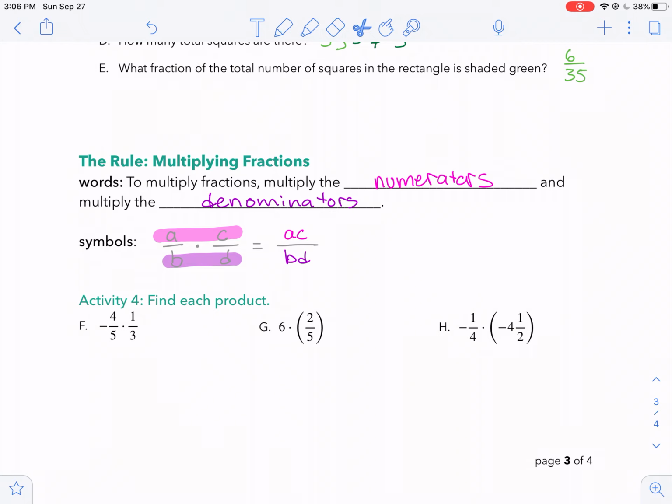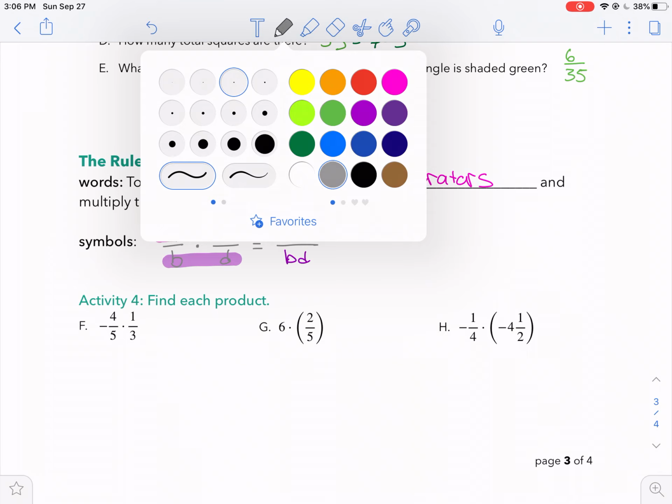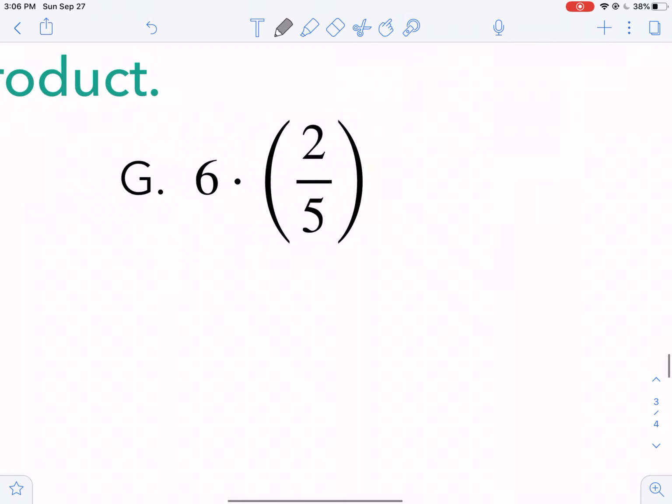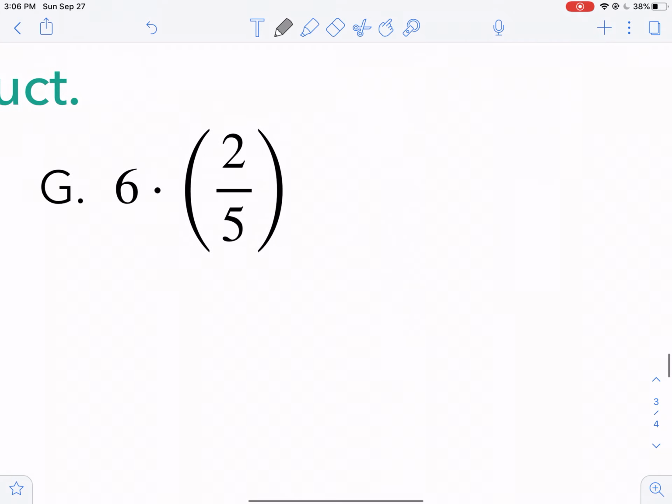Let's find each of these products. So remember, we want to multiply across. So we have one sign that gives us a negative sign. 4 times 1 is 4, and 5 times 3 is 15. How do we multiply this? There's not a fraction. Remember, 6 is the same thing as 6 over 1. 6 times 2 is 12. 1 times 5 is 5.